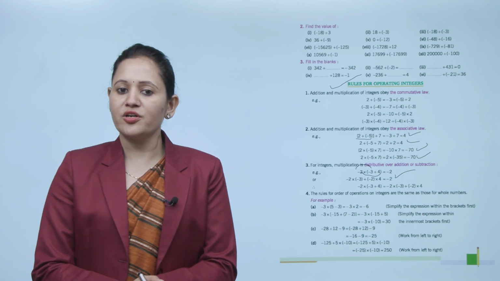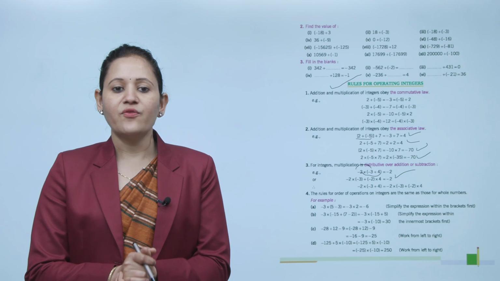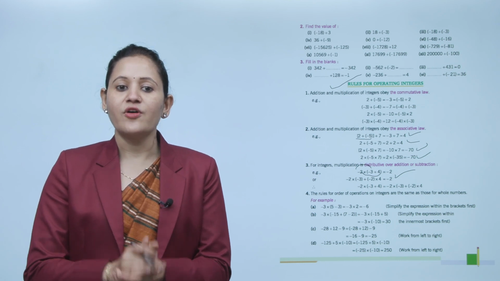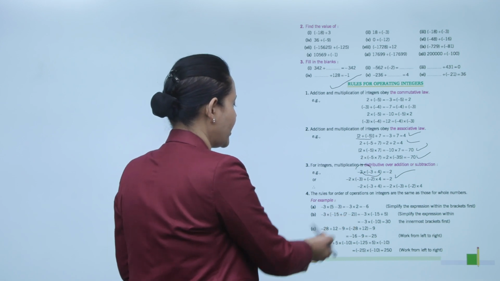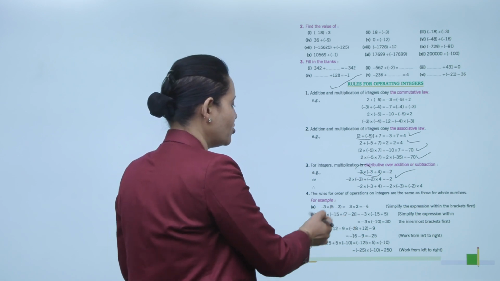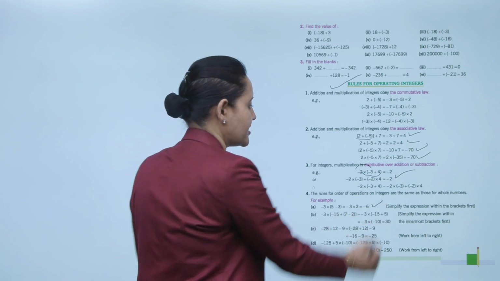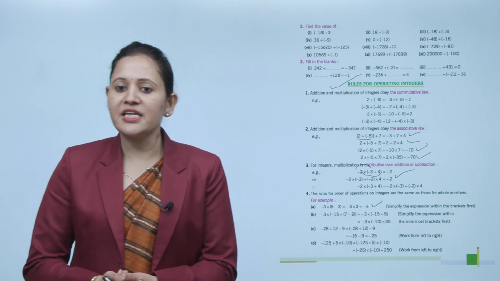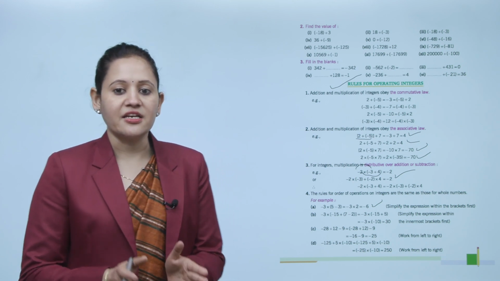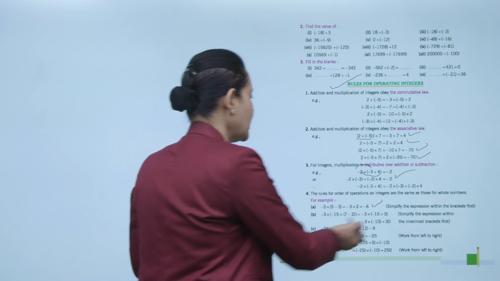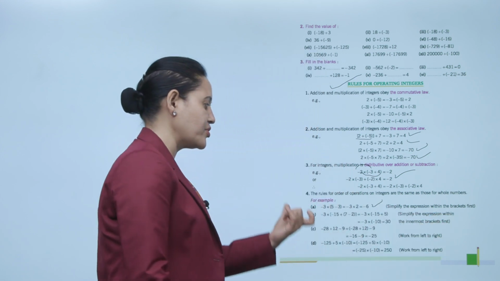The rules for the order of operations of integers are the same as those for whole numbers. For example, -3 into (5 minus 3), that is equal to -3 into 2. 5 minus 3 क्या हो जाएगा, 2, that is equal to -6. Simplify the expression within the bracket first. सबसे पहले ब्रैकेट को सॉल्व करेंगे, then simplify the expression within the innermost bracket first. सबसे पहले innermost bracket को करेंगे.